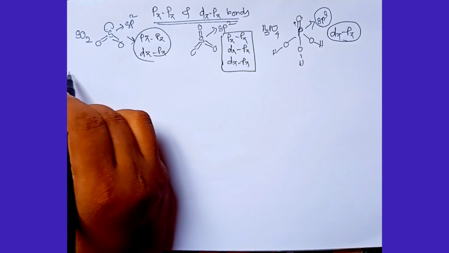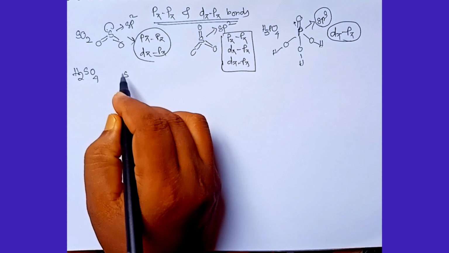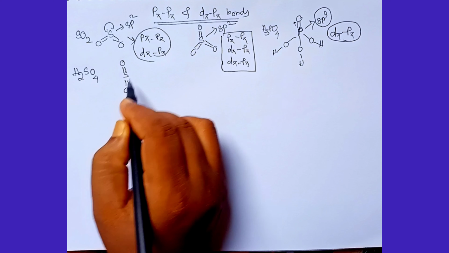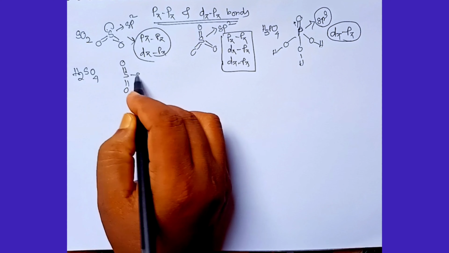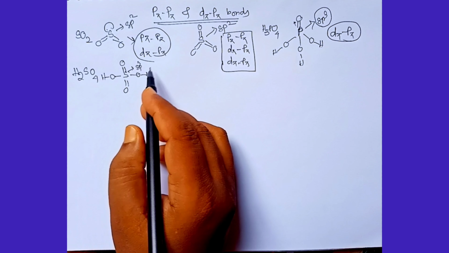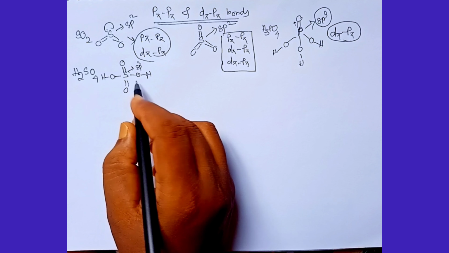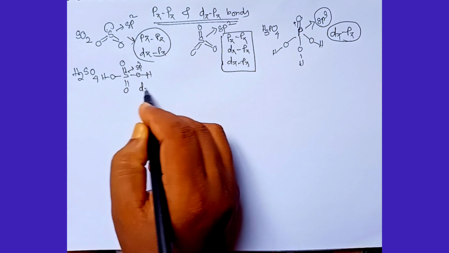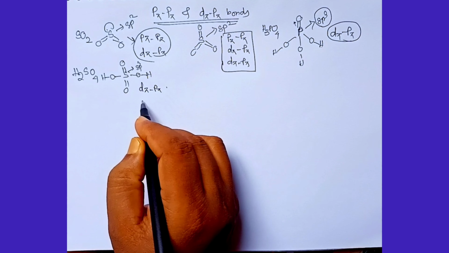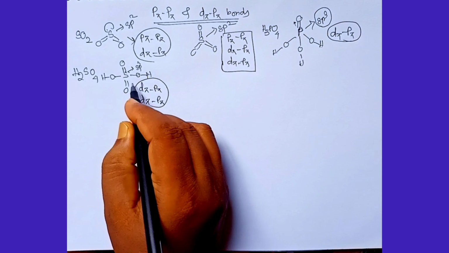Now we'll switch over to H2SO4. Just draw the structure of H2SO4. This is the structure of H2SO4. Now the hybridization of sulfur is sp3, so the p orbitals are utilized, so the pi bonds here are d pi p pi and d pi p pi.